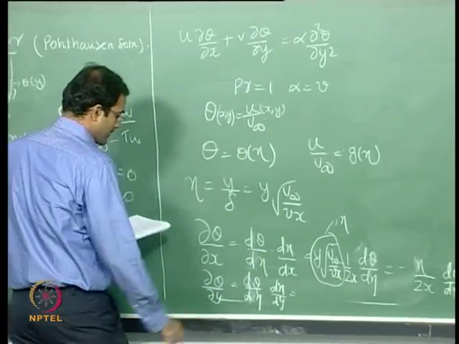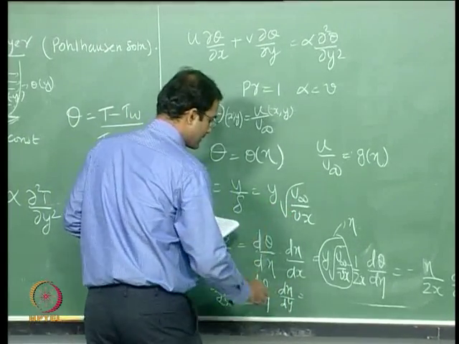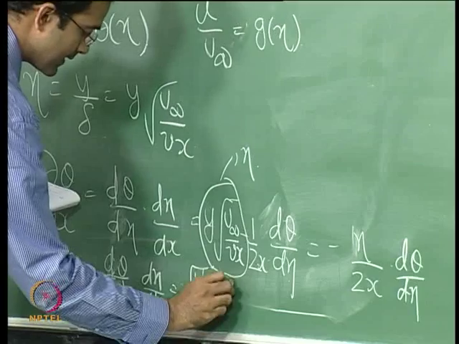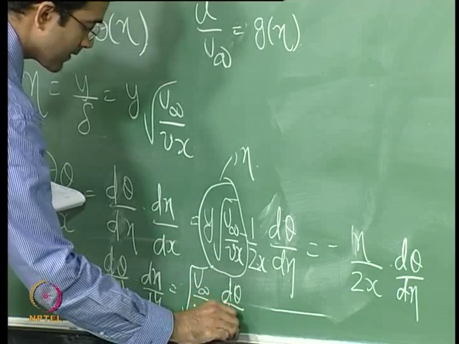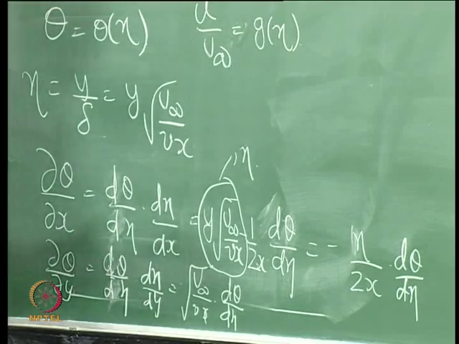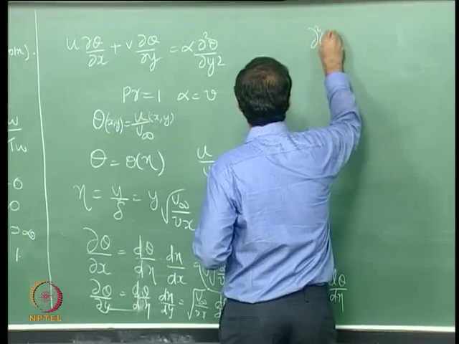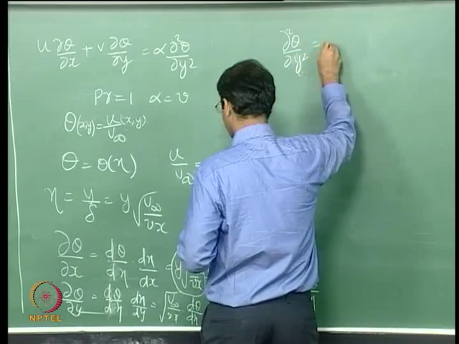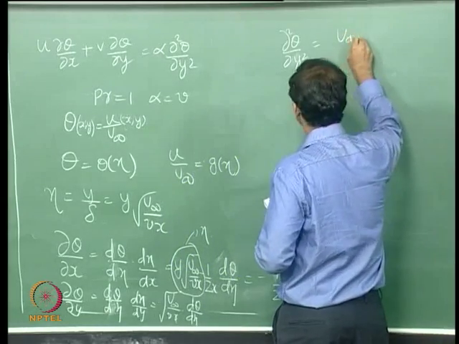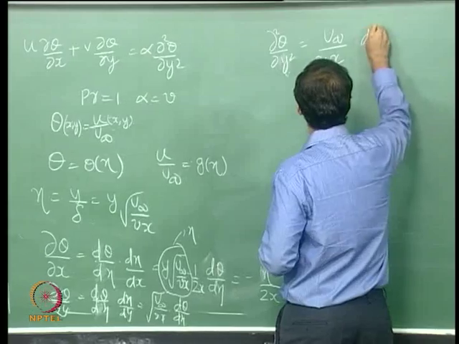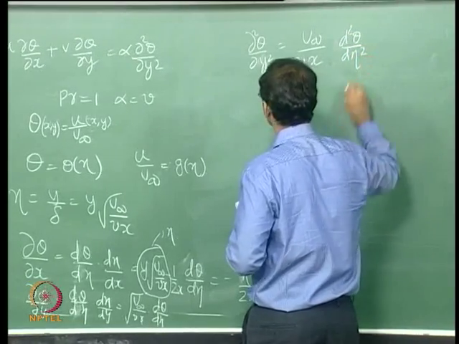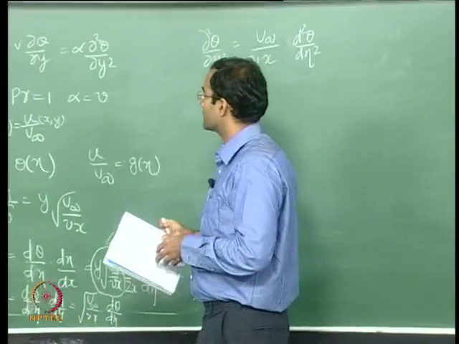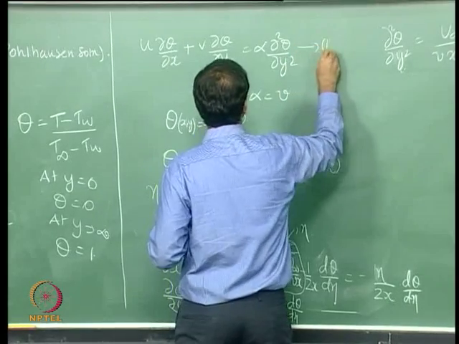The next one is straightforward. d eta by dy is directly this. So d theta by dy is nothing but square root of u infinity by nu x into d theta by d eta. Now you can also find the second derivative, d square theta by dy square here. That will be u infinity by nu x into d square theta by d eta square. So all this can be substituted. Let us call this equation number 1.